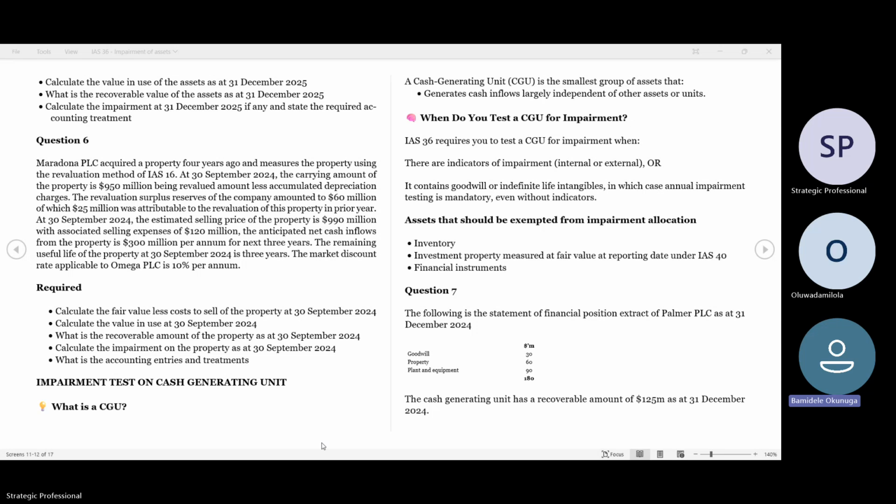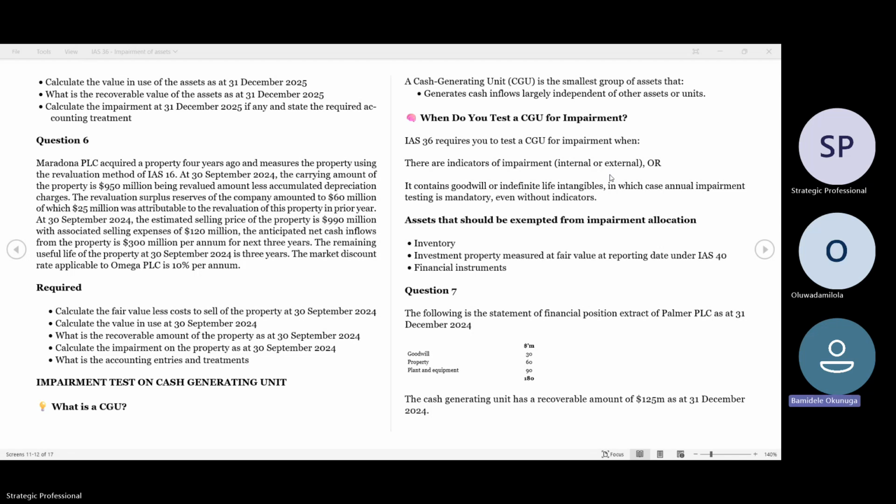Maradona PLC acquired a property 4 years ago and measured the property using the revaluation method of IAS 16. At 30th September 2024, the carrying amount of the property is 950 million, being revalued amount less accumulated depreciation charges. The revaluation surplus reserves of the company amounted to 60 million, of which 25 million was attributable to the revaluation of this property in prior year.